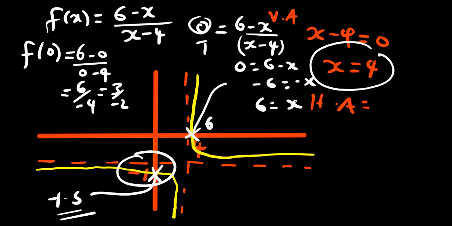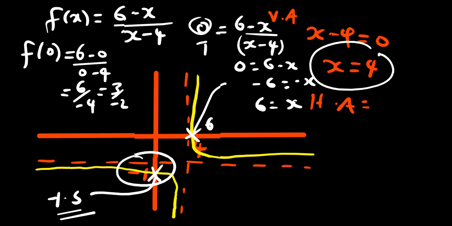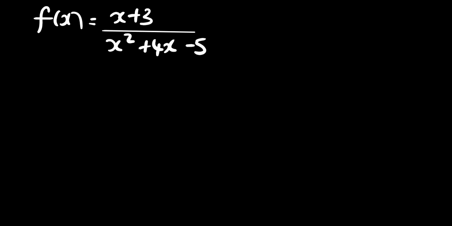Okay, then let's solve something that has a quadratic. A rational function that has a quadratic down, these ones on our left side. So which one should we solve? Let's solve one that is a bit complicated. Let's solve E. E is equal to x plus 3 over x squared plus 4x minus 5. So we're saying f of x is equal to x plus 3 over x squared plus 4x minus 5.